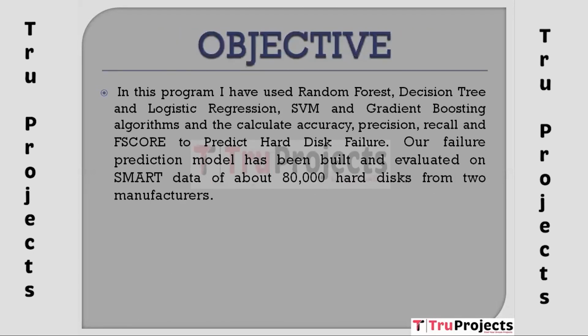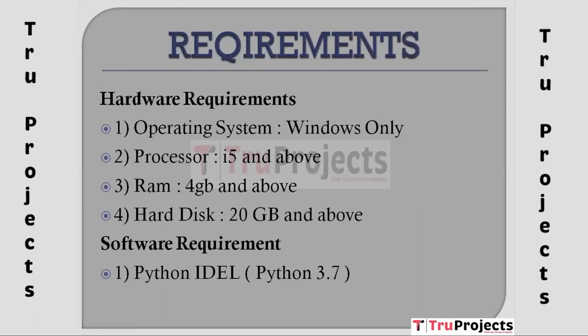The main objective of this problem statement is to predict hard disk failure based upon the algorithms random forest, decision tree, logistic regression, support vector machine, and gradient boosting algorithm. Hardware requirements: we need operating system Windows only, processor i5 and above, RAM 4 GB and above, hard disk 20 GB and above. Coming to the software requirements, we need to install Python version 3.7.